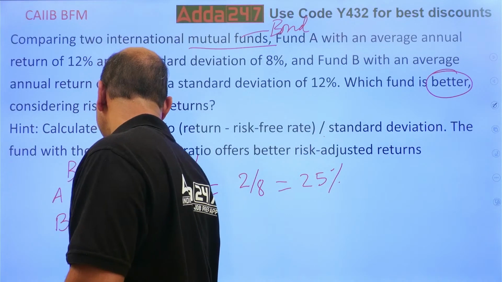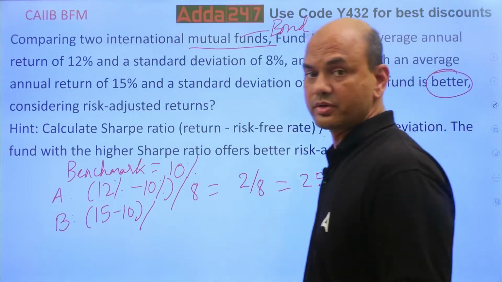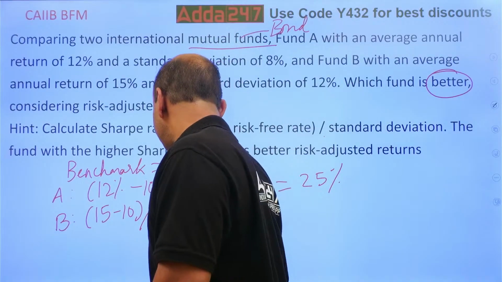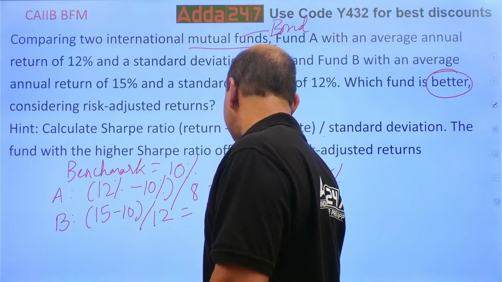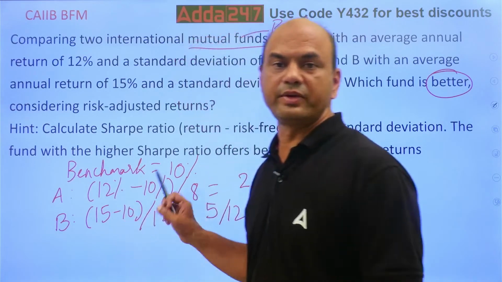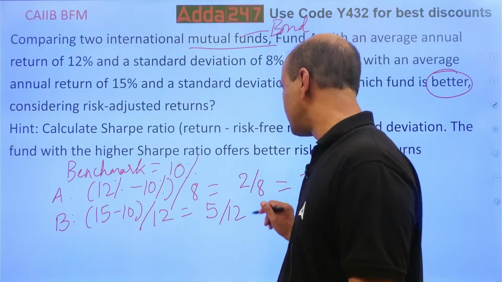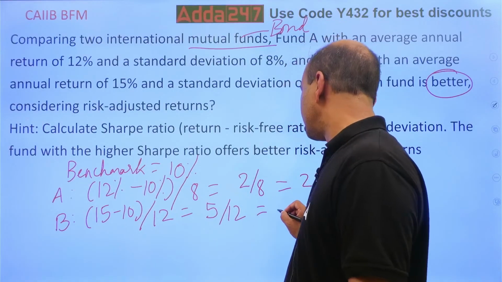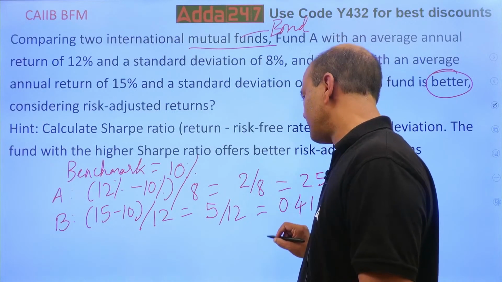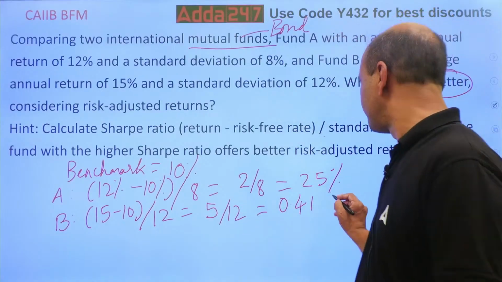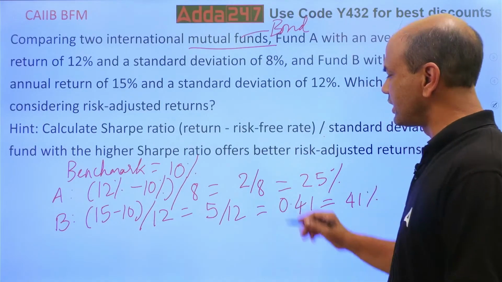B equals 15 minus 10, the whole upon the standard deviation. Oh, the standard deviation is huge: 12%. So 15 minus 10 is 5 upon 12. Just looking at the returns, you will feel that 15% is huge, but the standard deviation is huge. So 12 fours are 48, giving 0.41. Multiply this with 100 and you get 41%. Are you getting this 41%?